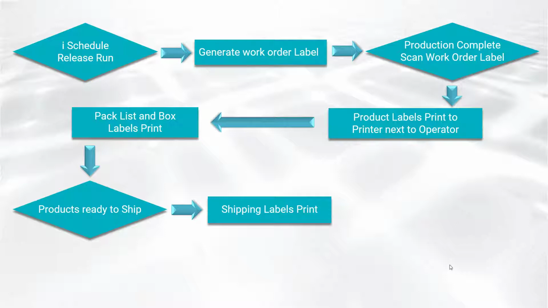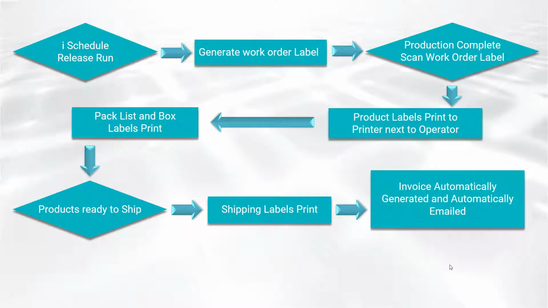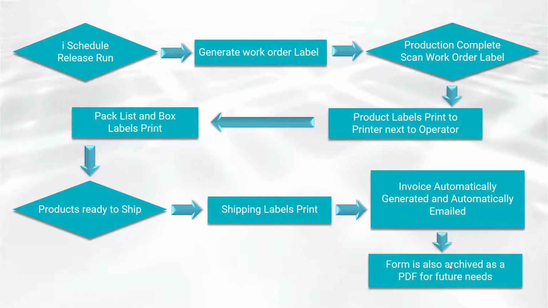When the products are ready to print, maybe you scan the shipping manifest. Invoices can be automatically generated from the TLAForms software, and those invoices can be automatically emailed directly to your customer. In addition, a PDF is created and saved to your network, so you have an archive of all those invoices in case you need to retrieve those, reprint those, re-email those, or whatever the need might be.